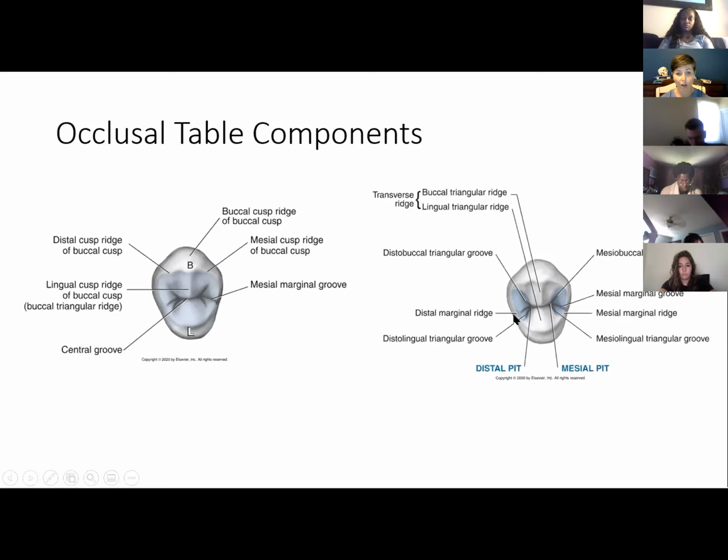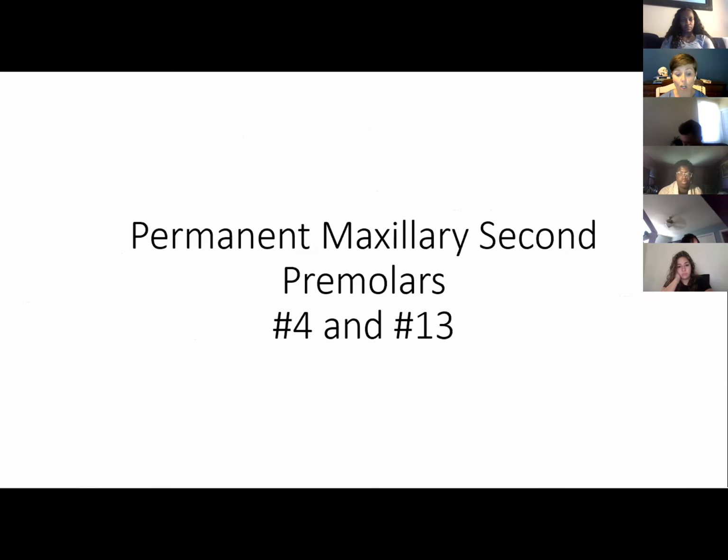I know that there are a lot of components of the occlusal surfaces and the occlusal tables, but hopefully your homework helps to put that into a little more perspective than me just pointing out everything to you. All right, so any questions about the permanent maxillary first molars? Anything that you read, anything that I just said that you don't understand? Okay, then I will be moving on.